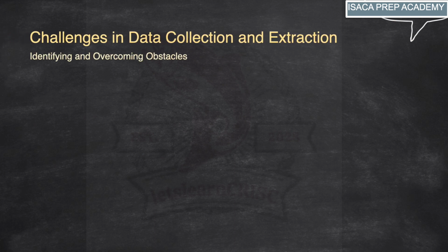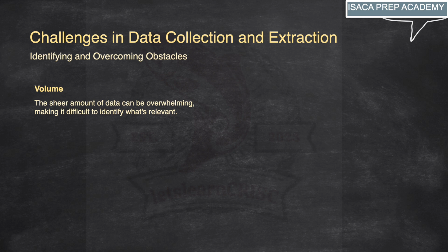Moving next, friends, we will understand about the challenges in data collection and extraction, that is by identifying and overcoming obstacles. First is about the volume. Friends, volume refers to having a lot of data, which can be overwhelming and hard to figure out what is important. So friends, it is like having too many toys and not knowing which one to play with. And sorting through all the data takes time and can be confusing. And friends, to deal with this, we use methods to filter out the most important information and focus on that.